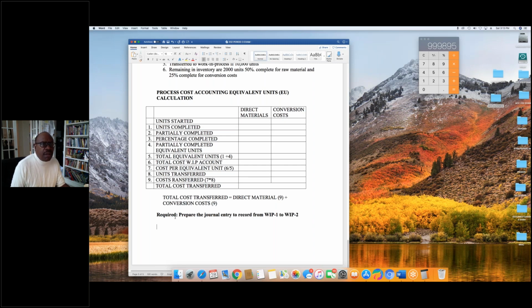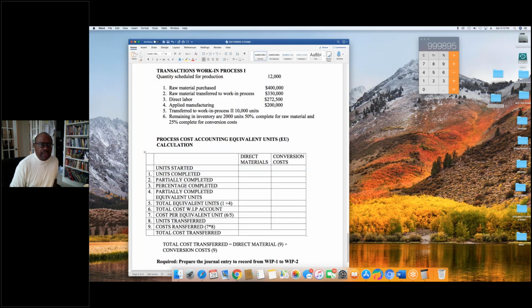What's the journal entry required to go from work in process 1 to work in process 2? So that's the requirement. Let's come up with the amounts that are going to be in this journal entry.